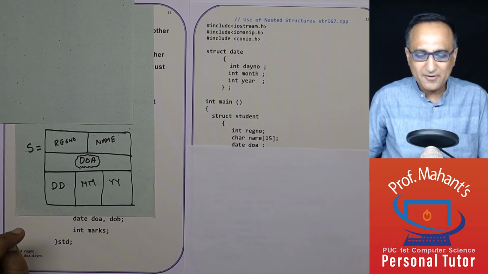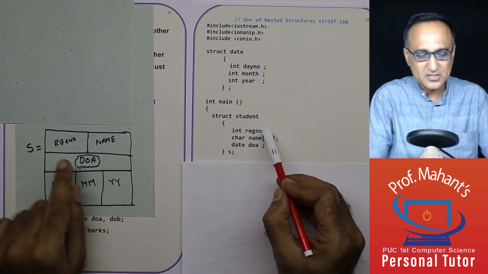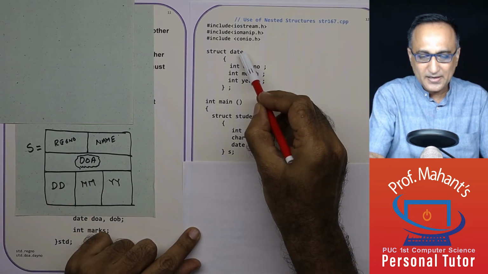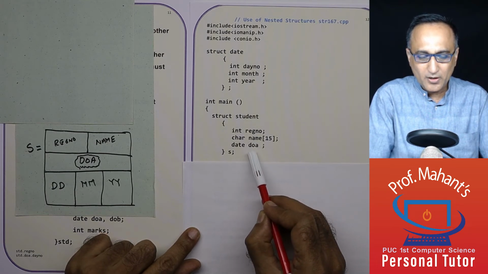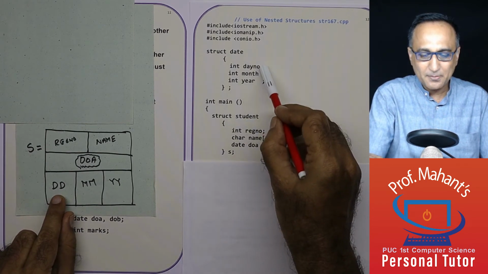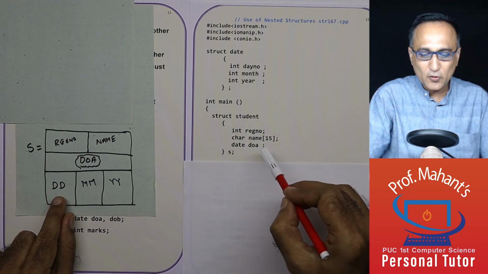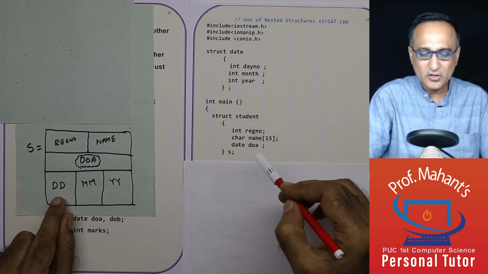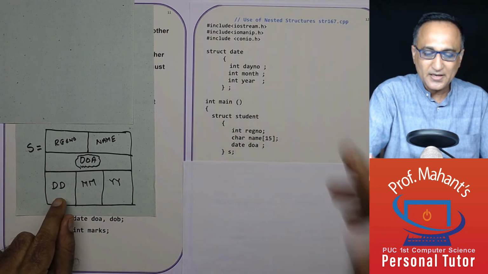Now I am defining a structure variable yes, which has the following members. Register number is here, name is here, but then of this particular type date I am declaring date of admission. So in order to refer to the day of admission, I should say yes.doa.day number, yes.doa.month, yes.doa.year. So through doa I can refer to day number, month and year.